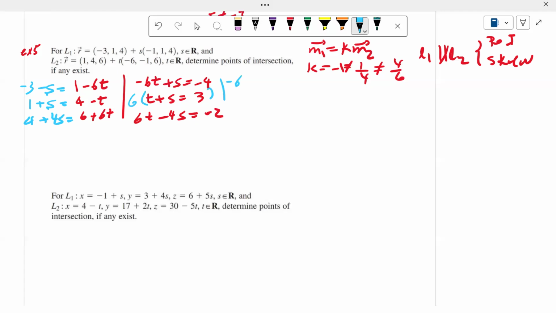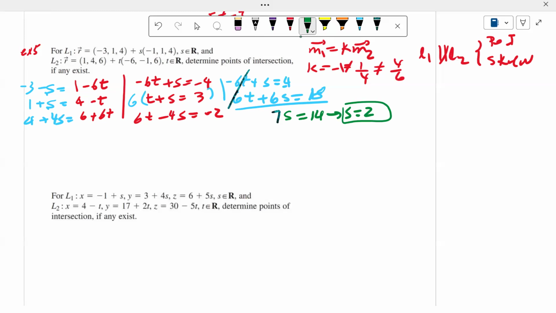So I get minus 6t plus s is equal to minus 4. And this one is 6t plus 6s is equal to 18. If I do that, I get rid of t's, and I have 7s is equal to 14, and s is equal to 2. Having s, I'm going to put it in the second equation. So t plus 2 is equal to 3, and t is equal to 1.